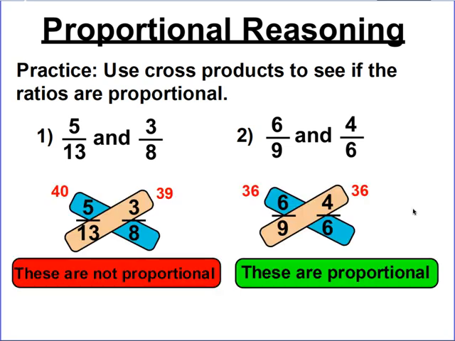Okay, here we go with this one. For question 1, you can tell here that the 8 times 5 and the 13 times 3 are not equal. So that set of fractions or ratios is not proportional. In question 2, 9 times 4 and 6 times 6 both equal 36, so that means those two ratios are proportional. So that's how we can determine proportionality.